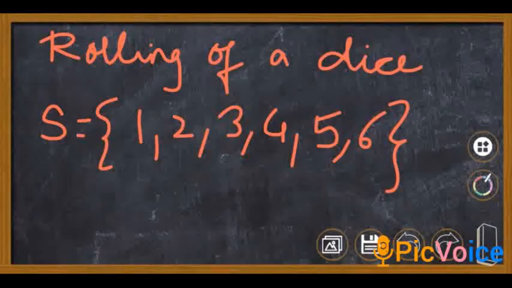Now when we are rolling a single die, then the sample space is written as S equal to {1, 2, 3, 4, 5, 6}, that is the total 6 outcomes.